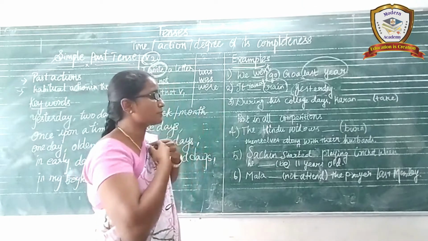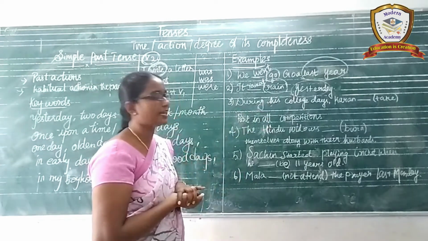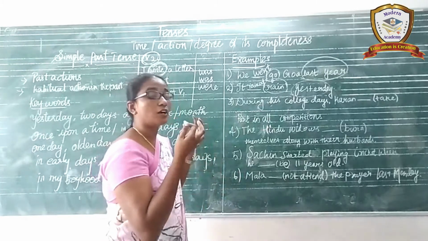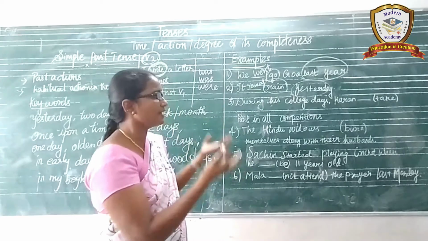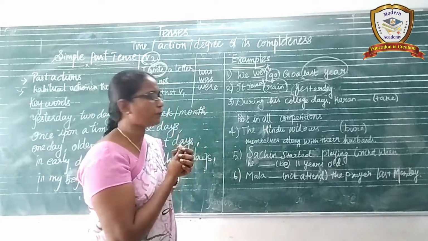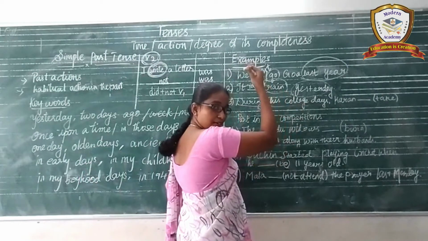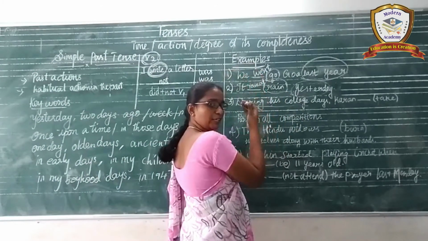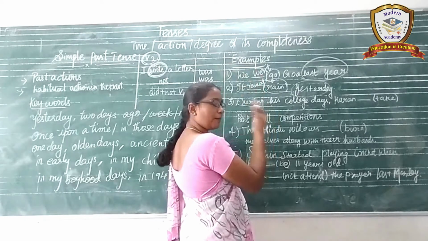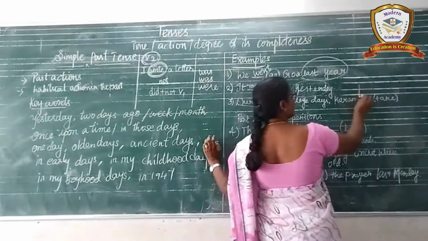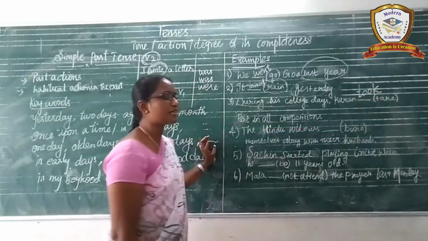He had a great interest to participate in all competitions during his college days. During his college days, when he was a college boy, he engaged in all the competitions. Which tense are you going to appropriate? During his college days, the action happened in the past only, no? It's a habitual action in the past. Past tense. Take, past form means took.